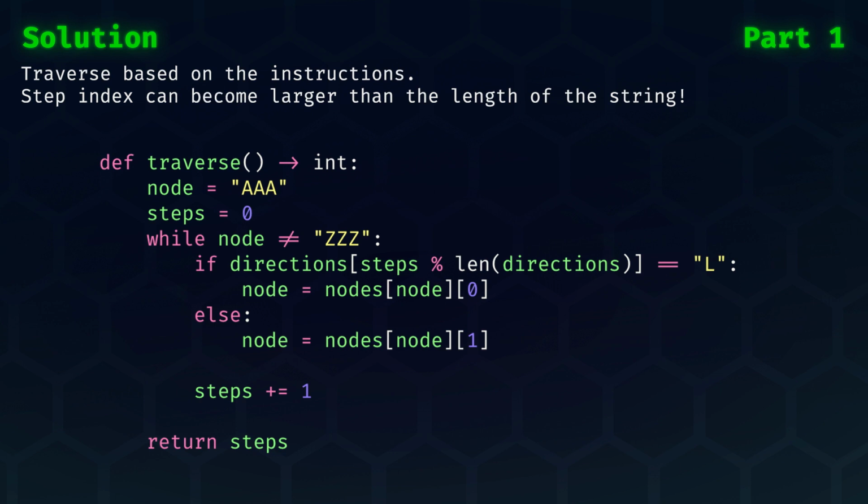So we start on our node AAA and we initialize steps to 0. Then, while our node is not ZZZ, we keep updating the node. If the direction is to the left, we take index 0 from the dictionary's tuple. If the direction is to the right, then we take index 1. Note that looping through our instructions is as simple as taking the steps modulo the length of the direction string.